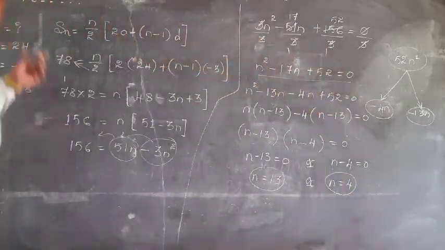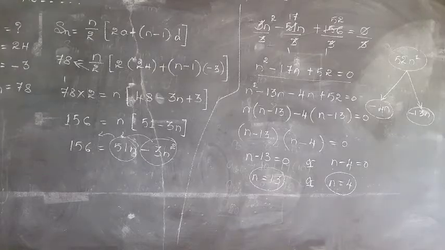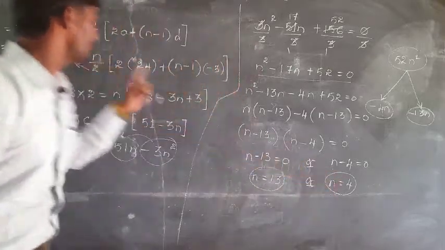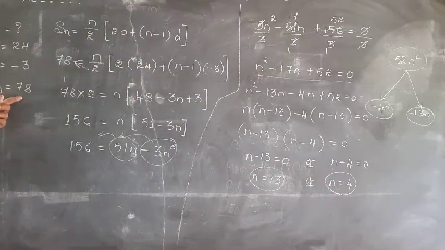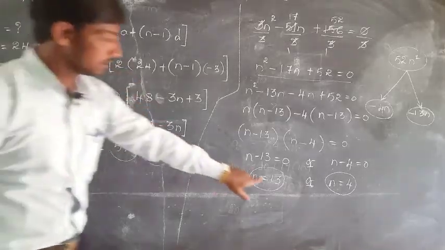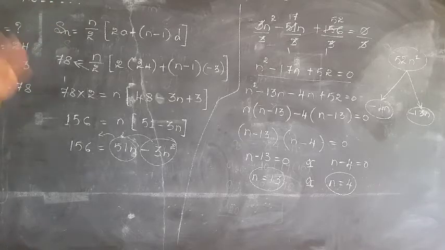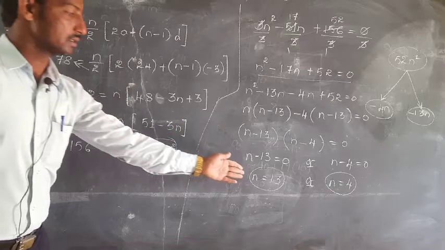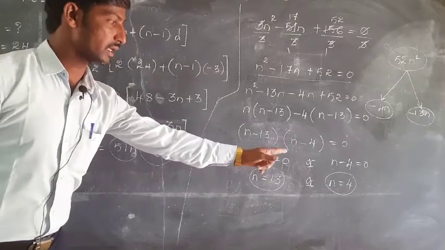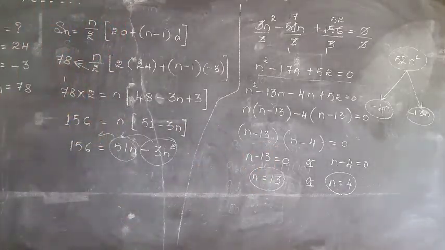Therefore in this type of AP you can collect 4 terms to get the sum of 78, or in this AP you can collect 13 terms to get the sum of 78 for this AP only. So our required answer is n value is 13 and n value is 4. N value 13 is also correct and n value 4 is also correct. So this is the way of simplifying this kind of problem.